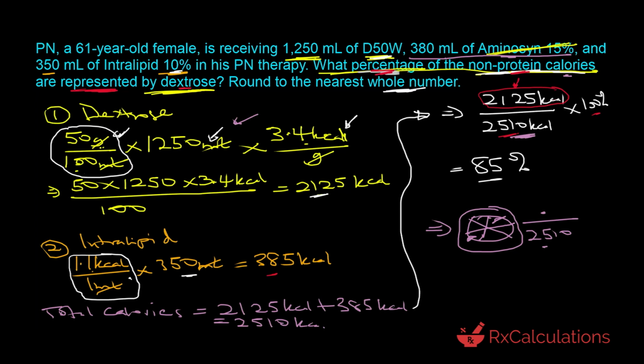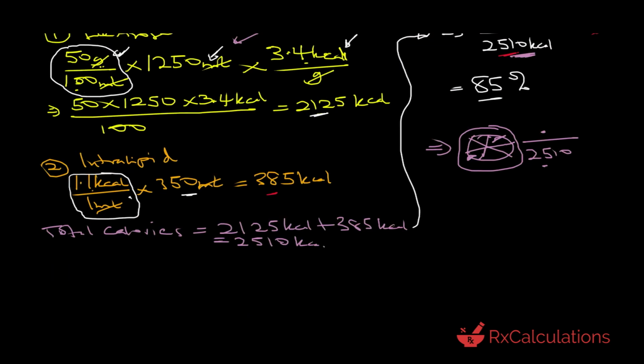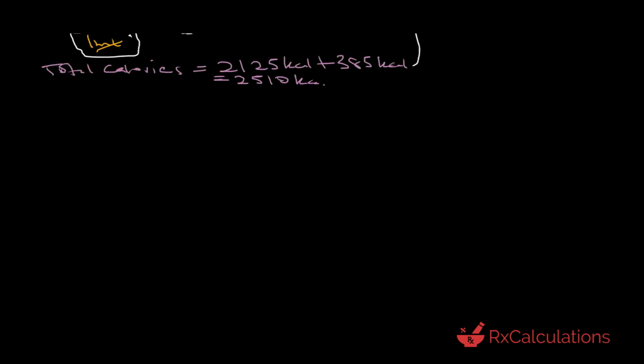Now let's see the information we need for the protein. I'm going to scroll down just a little bit. Just keep the numbers: this is 380 and that's 15%, right? So for lipids, we have dextrose. Now, this is a new question. For the amino acids or proteins, let me just do proteins. How are we going to find the calories?